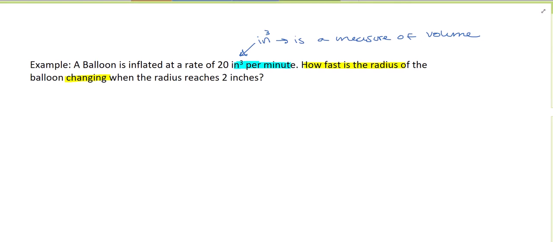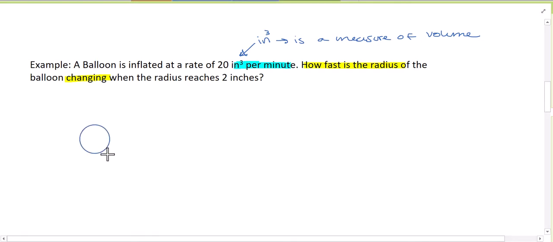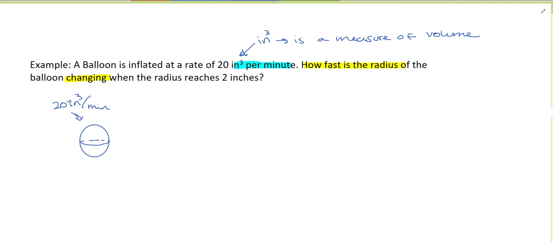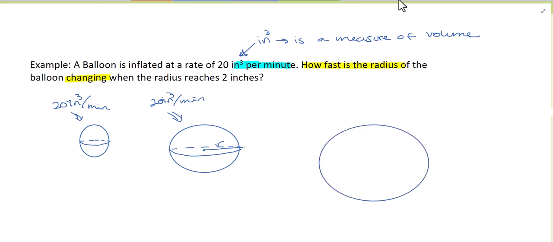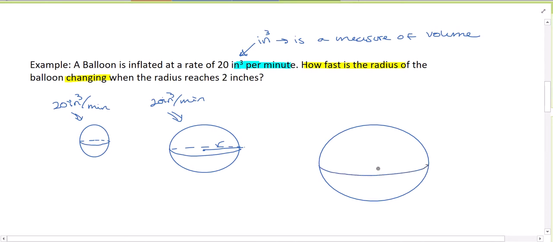So let's draw a little picture here of what's happening. You start off with a balloon. Well, I'm not going to draw the balloon that's not inflated, but as you start to inflate it, it becomes bigger, right? So you're putting air in at a rate of 20 inches cubed per minute. And then as time passes and you continue to inflate this balloon, what's happening? It's getting bigger. And it says it is a spherical balloon. So you have your radius and you're still putting air in at a rate of 20 inches cubed per minute. So that's a constant rate. And this keeps getting bigger. So it's kind of like our circle problem, but now we have a sphere.